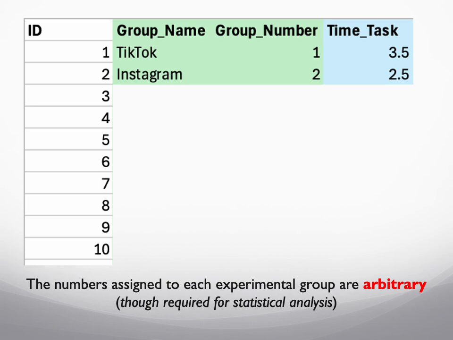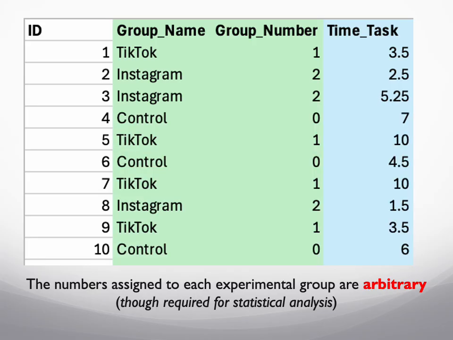So each participant is going to have their group assignment. I'm going to turn that group assignment into a set of numbers. The important thing being that the numbers that I'm assigning are consistent across the sample. I don't want to make one person TikTok number 1 and one person TikTok 2. No, anyone in the TikTok group is number 1. Anyone in the Instagram group is number 2. And then each of them are going to get this score, time on task, for how long they spent out of 10 minutes doing this difficult task afterward.